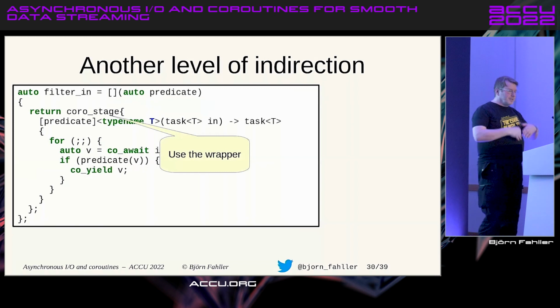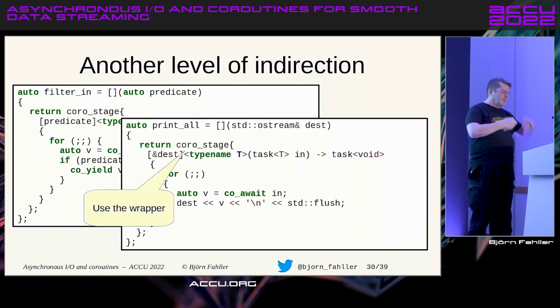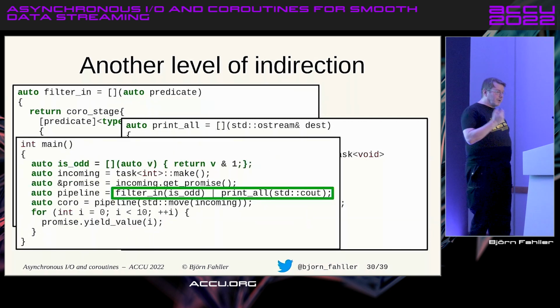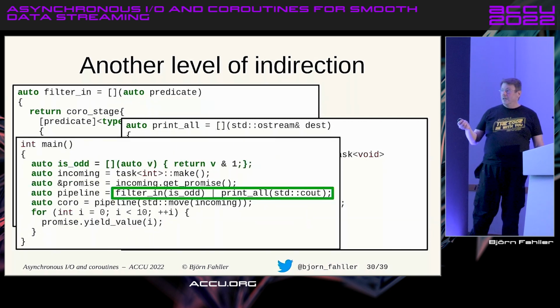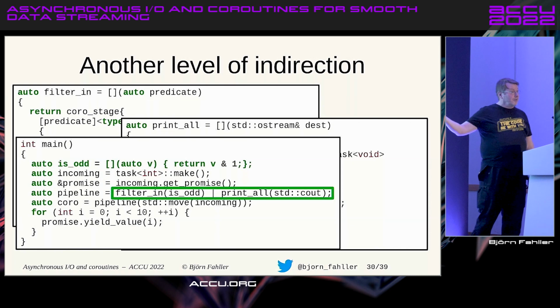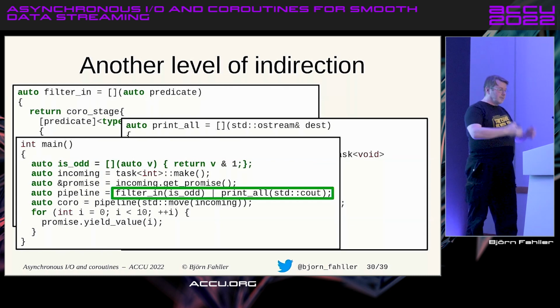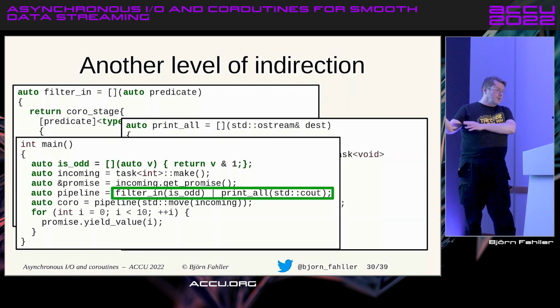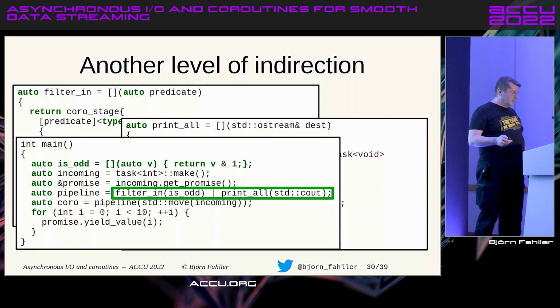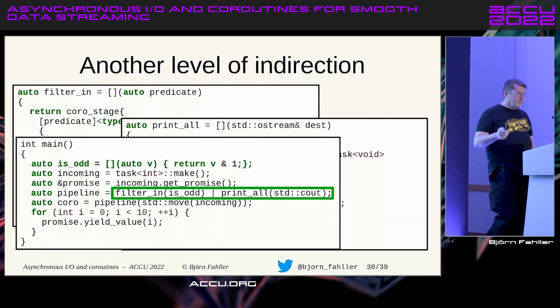So very small change, just wrap filter in. The same with print all, just wrap it. And now we can write this. This is actually good, I think. This is quite readable. We want to filter something that is odd and pass it on to print all to std out. This is good.